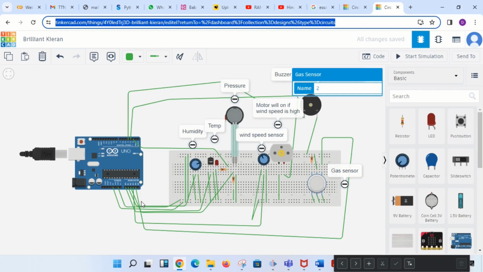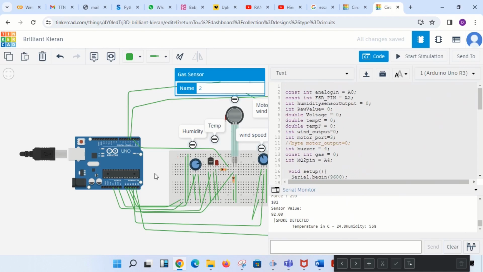Okay, so if the toxic gas is more, then the buzzer will be turned on, right? And if the wind speed is more, the motor will be turned on. Apart from this, the humidity, temperature, and pressure, these three will be displayed on the serial monitor on top, because here I have not connected the LCD, right? So now I'm going to the code.